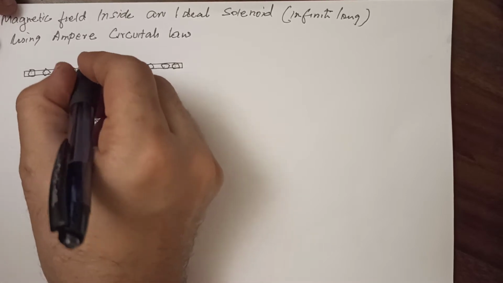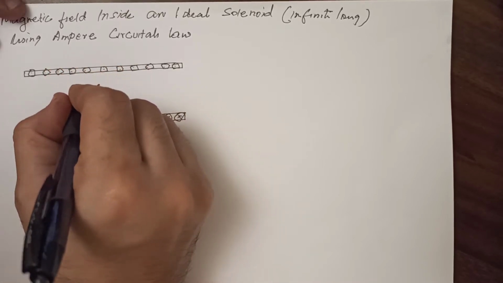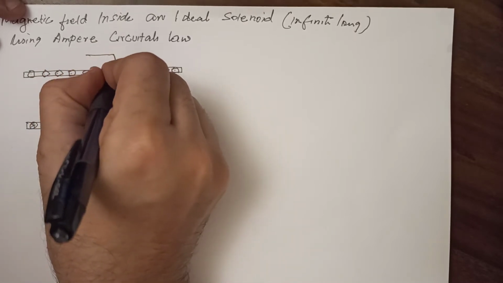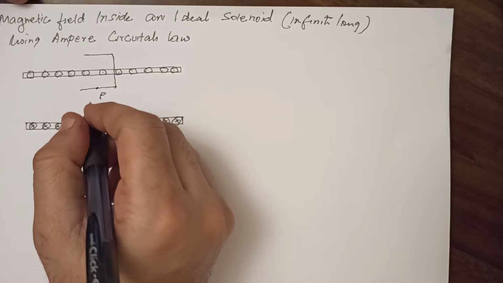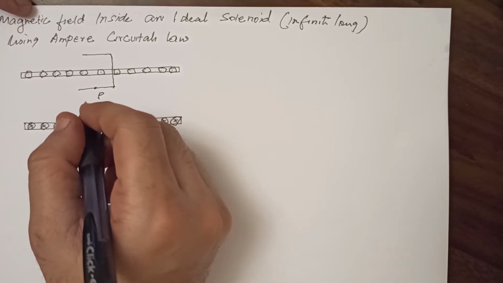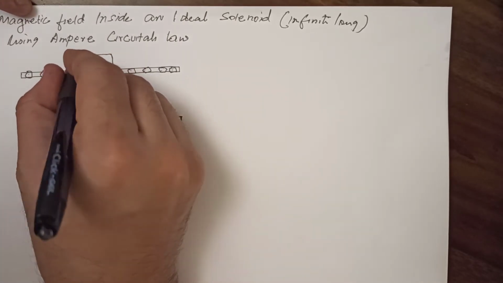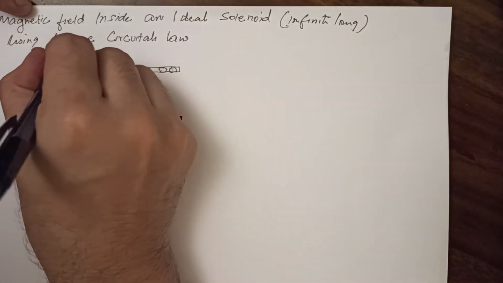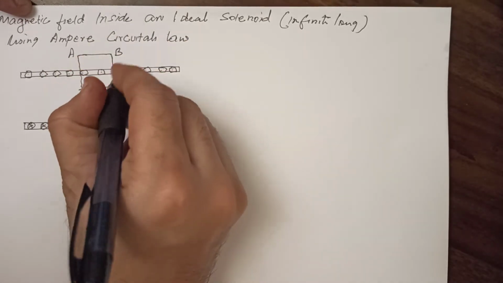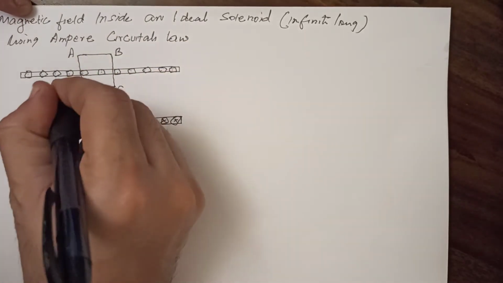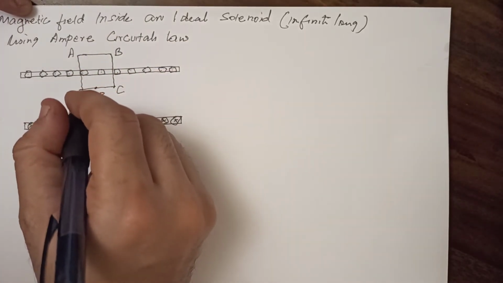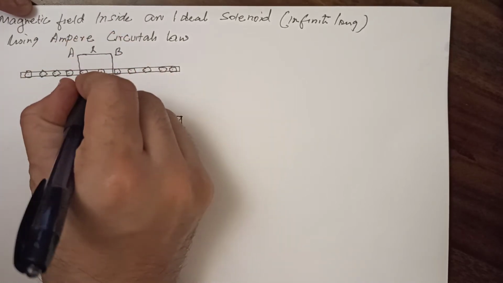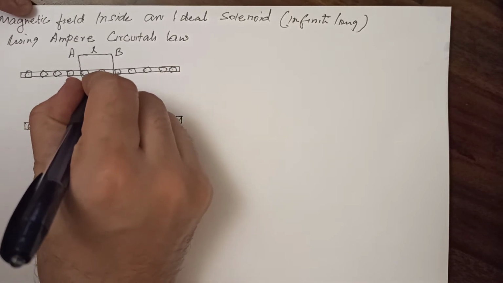So for that, let's draw a symmetrical rectangle, something like this. Let's name it A, B, C and D. Let's say the length of this side is L, so this is also L.